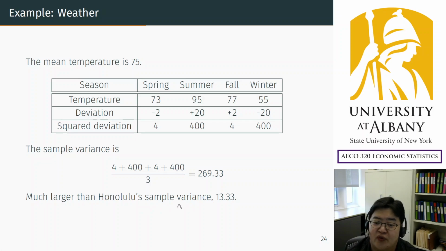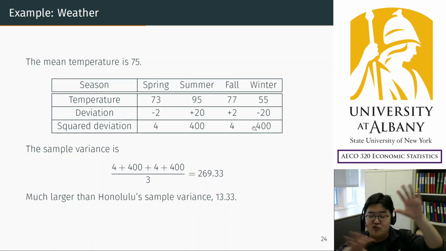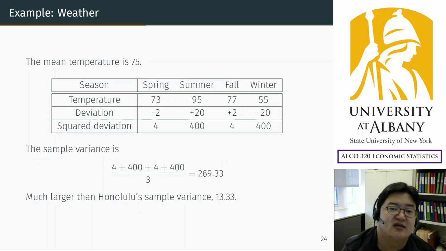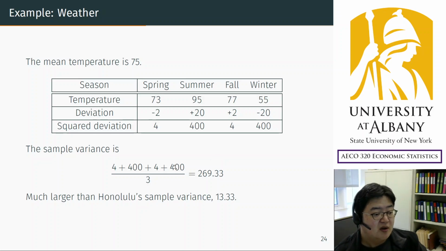When you compare this variance with Honolulu, of course you have to compare it with the sample variance in Honolulu, not the population variance. So you have to fix the formula when you compare. Fixing the formula to the sample variance formula, Honolulu's variance is 13, but Phoenix has more than 260. So it's more than 20 times larger. Okay, this is it. I'm going to continue in the next video with another example.